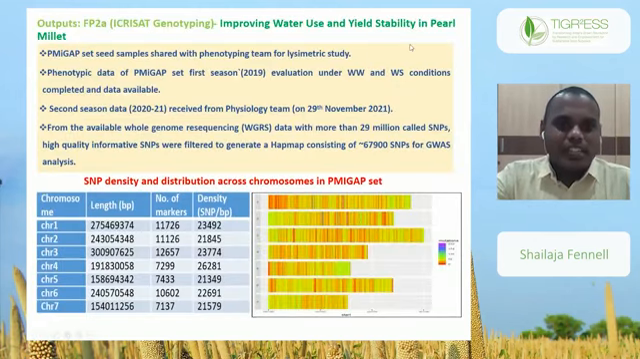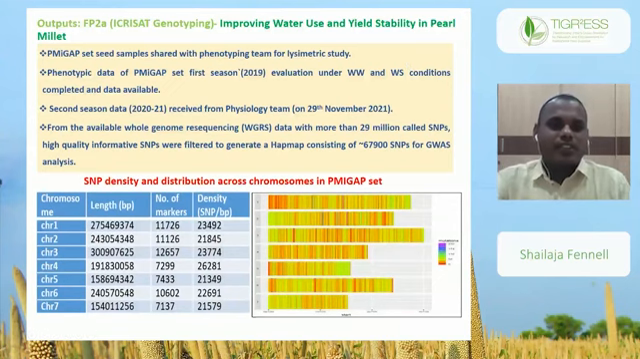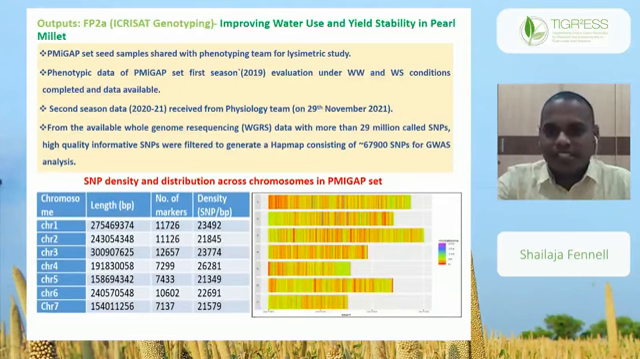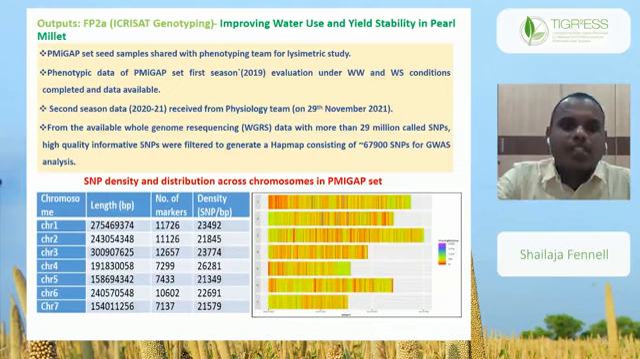Now I'll start with pearl millet genotyping activities at ICRISAT. As I mentioned, we are using the PMI GAP set. We shared the seed samples for the lysimetric study. We got first season data last year and second season data just 1 week before. I have worked with first season data, and based on first season data only, we have continued our work.